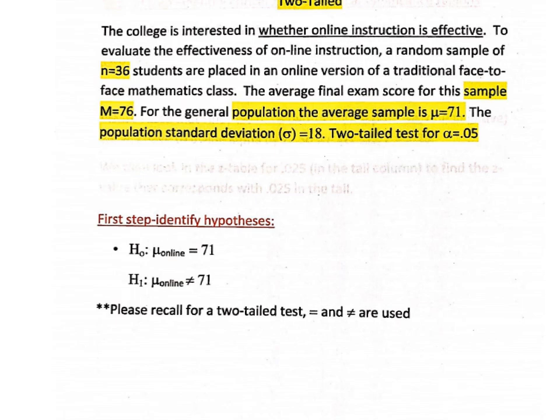The alternative hypothesis is that by taking the course online, your final score would increase or decrease. So please recall that when you use a two-tailed test, equal and not equal are used. Those are the only two symbols that are used.